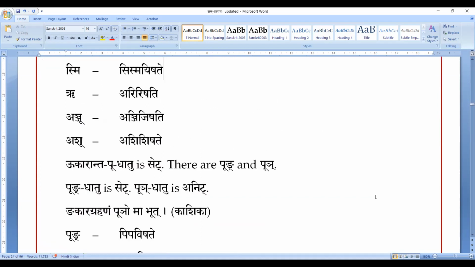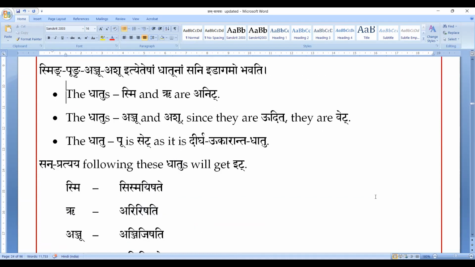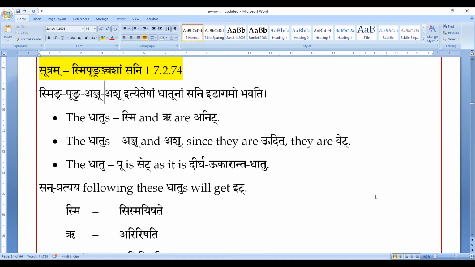Here it is aririshati, the ru dhatu, whose form is aririshati. You can see here, this is a sutra: smi pung anchu iti etesham dhatunam sani pratyaya itagamaha bhavati, 7-2-74. The dhatu smi, and here pung and ru. Smi dhatu and ru dhatu are anit, but by this sutra 7-2-74, it is not itsaniva. So ru dhatu is anit, but when san pratyaya follows, this dhatu will become it.